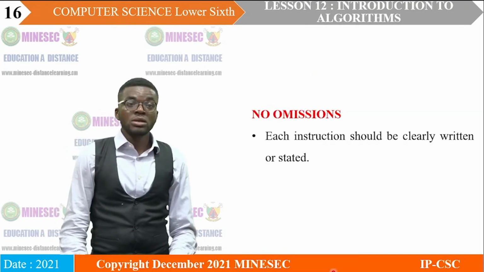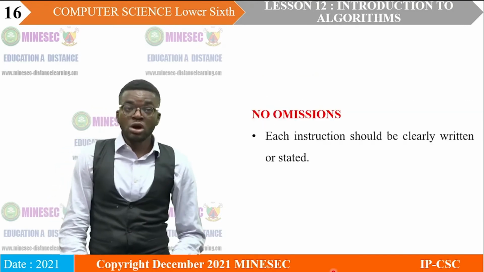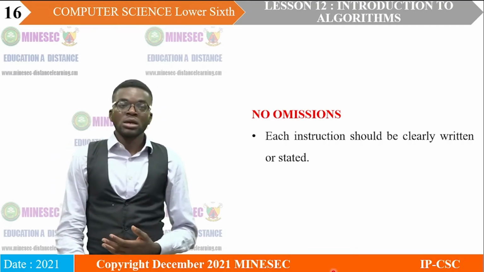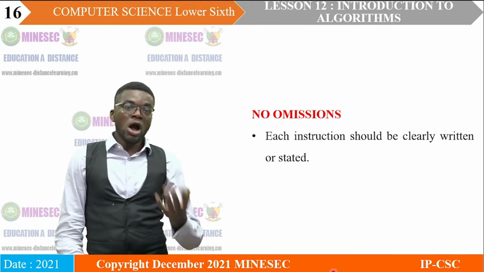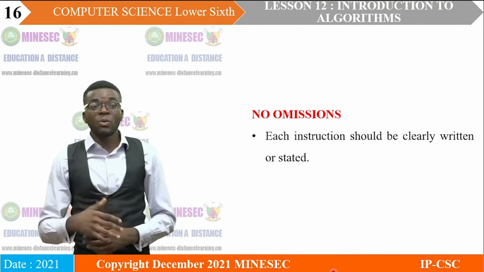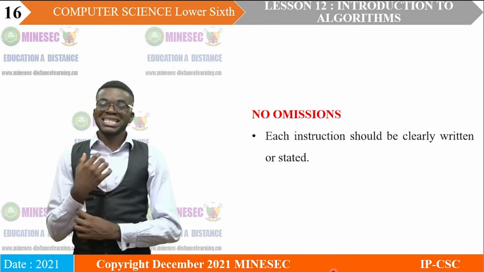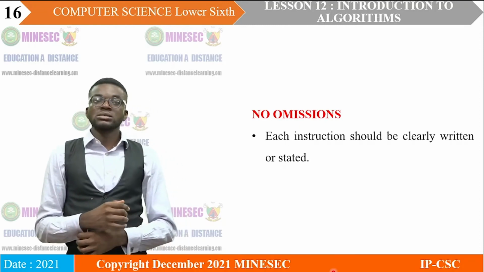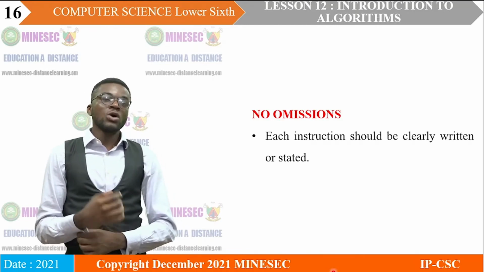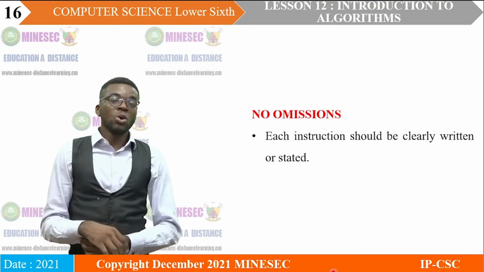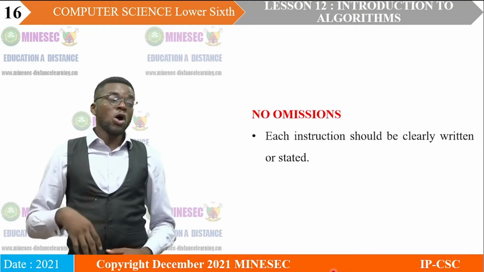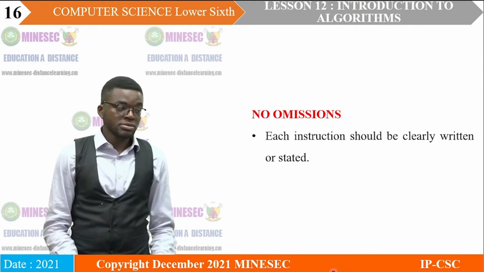No omission. Each instruction should be clearly written or stated. So all the steps or instructions which need to be executed need to be clearly stated or written. You can't assume that the user or the computer will know what ought to be there. So you're supposed to write or state all the instructions.